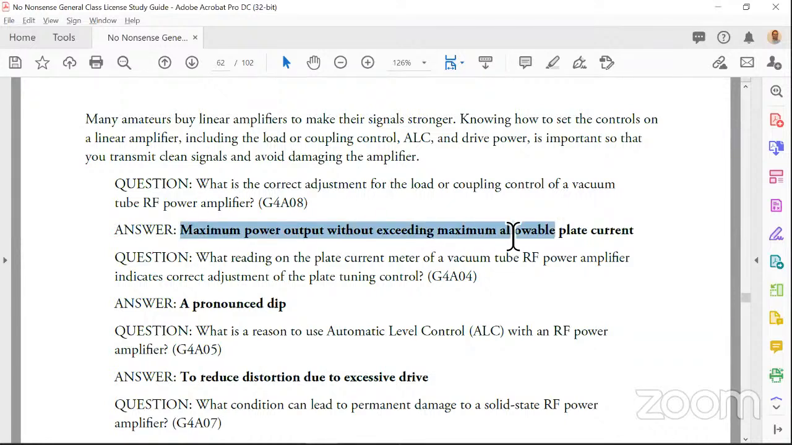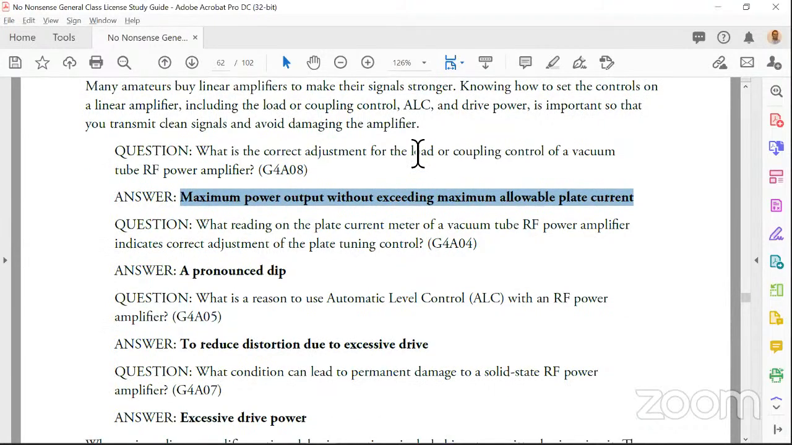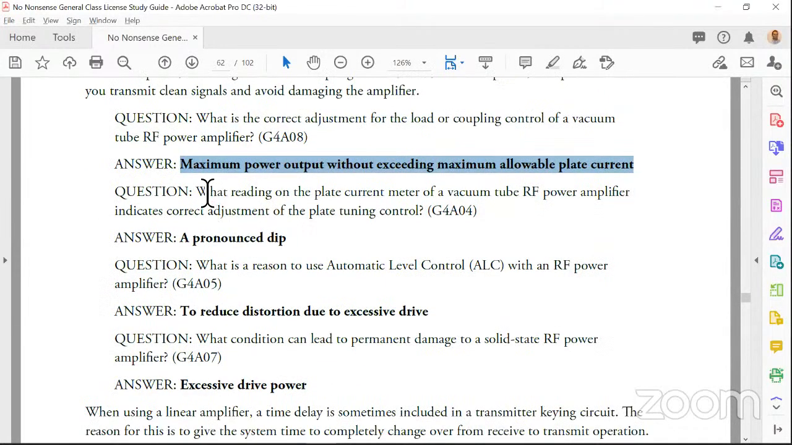Well, we said last session, we showed a gauge, we showed what the amplifier looks like, we showed the control, and we said that when that load control or the coupling control is correctly adjusted for your tube amplifier, you will get maximum power output, but without exceeding the maximum allowable plate current. That is the correct adjustment for a tube amp with the load or coupling control.